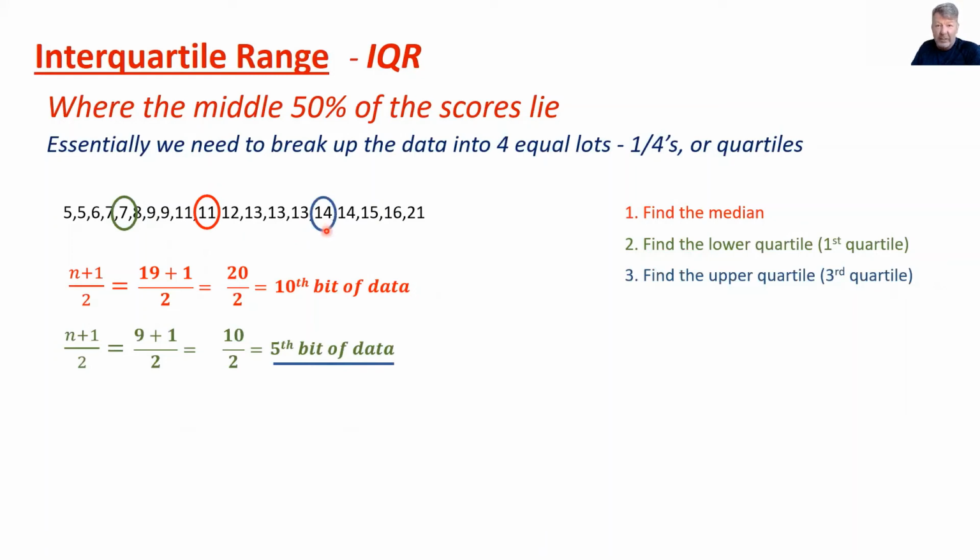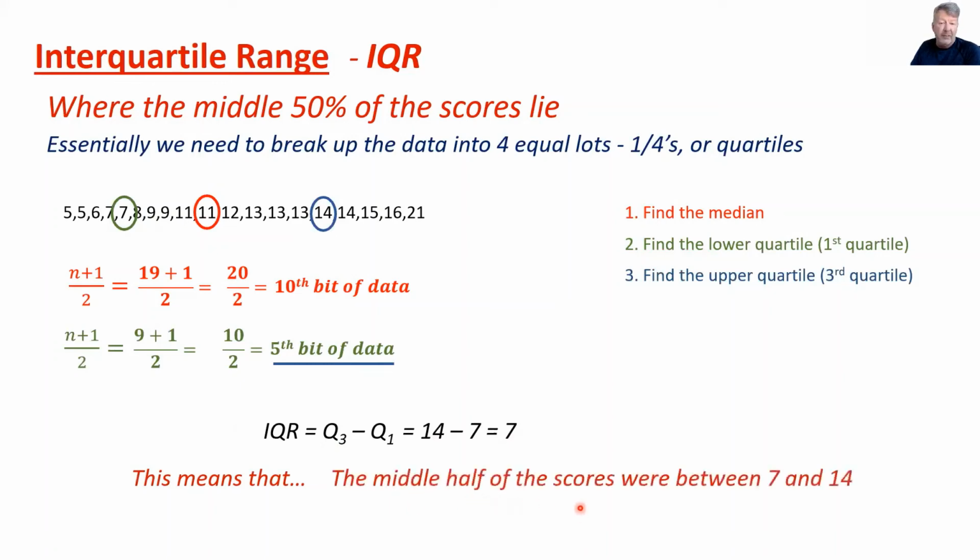Now here's the actual equation for interquartile range. IQR is Q3 minus Q1. So what was our Q3? It was 14 minus 7, which is, of course, just 7. So the interquartile range is 7. If you want to put that in a sentence, you could say the interquartile range is 7. You could also say the middle half of the scores were between 7 and 14. That means in here, 50% of your data is between the score of 7 and 14.